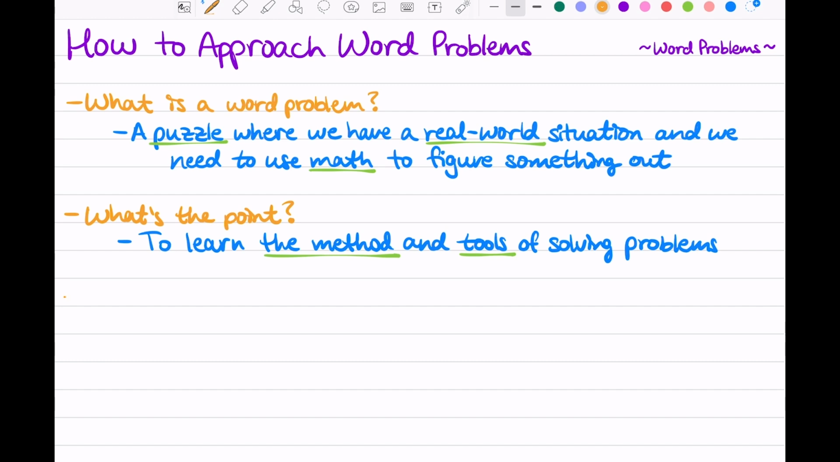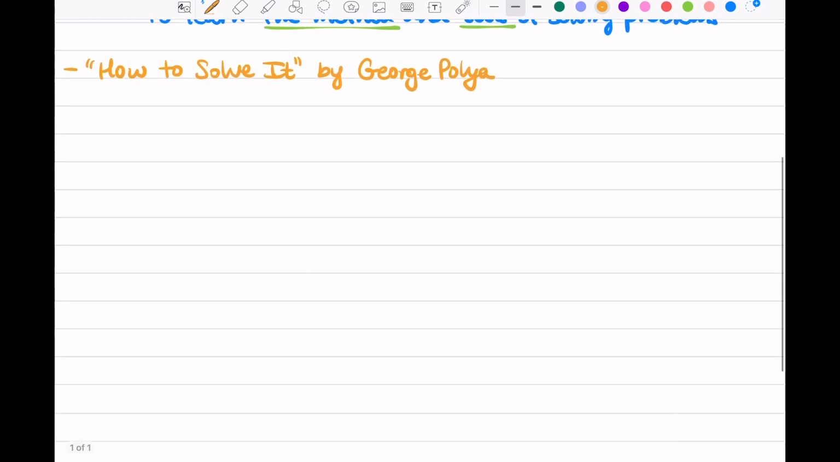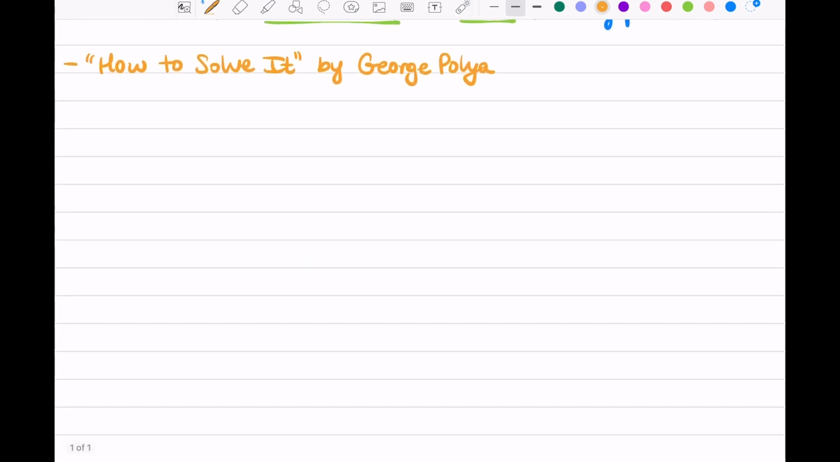There's a very famous book called How to Solve It. It was written by one of the fancy math folks, a guy named George Polya. I recommend every student and every teacher to read this book at some point. It's probably one of the most useful books you'll ever read. But in this book, George Polya gives a 4-step method for solving problems.